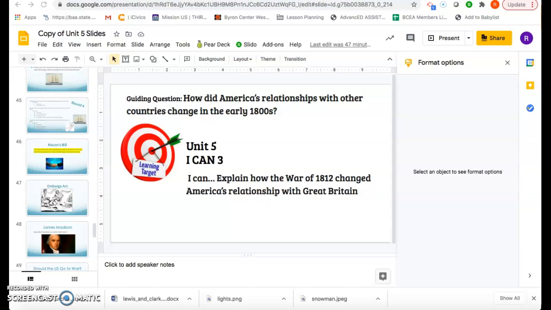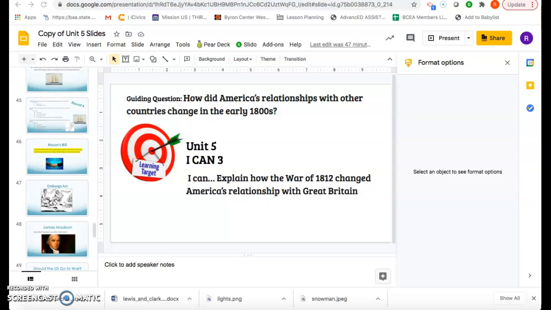We are starting a new learning target today, ICAN 3: explain how the War of 1812 changed America's relationship with Great Britain. Now, we're not going to quite talk about the War of 1812 yet. Today we're talking more about the lead up to the war, what's going to cause this war to take place.